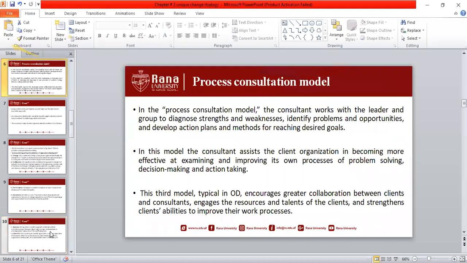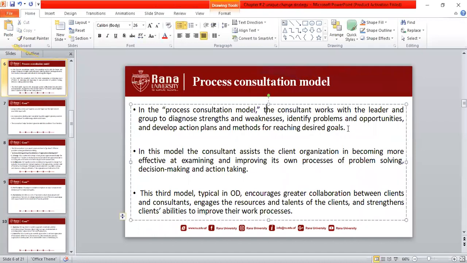Now, the third one we have is the process consultation model. In the process consultation model, the consultant works with the leader and a group to diagnose strengths and weaknesses, identify the problem and opportunities, and develop an action plan and a method for reaching desired goals.